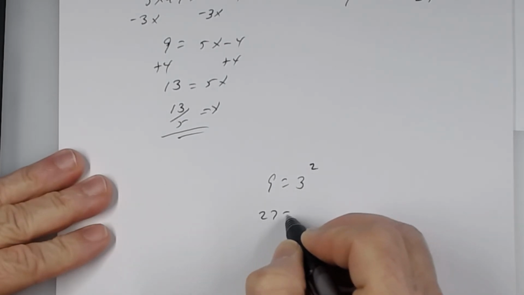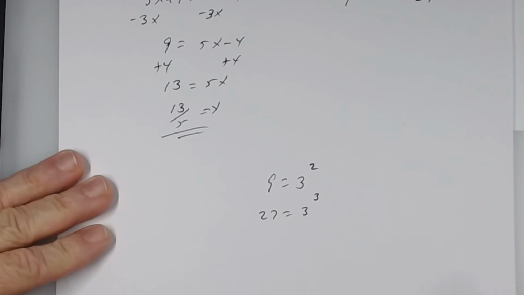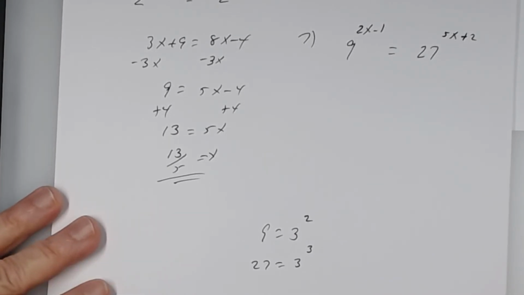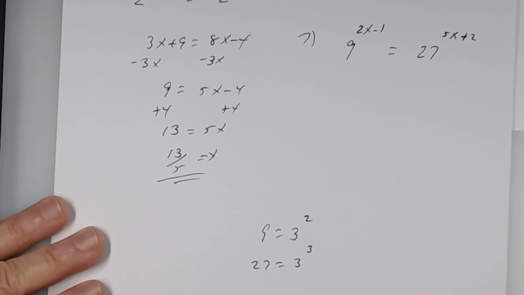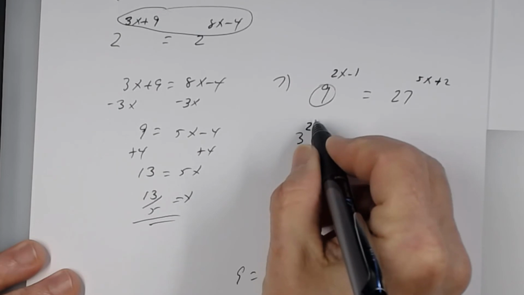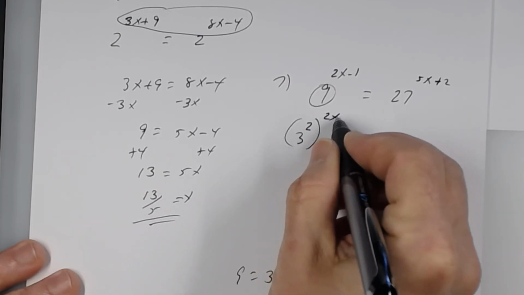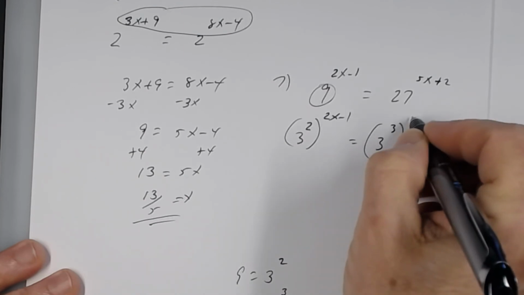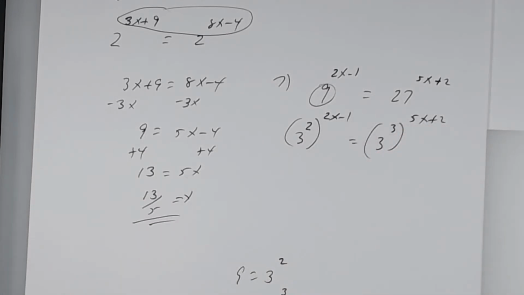Second, and 27 is 3 to what power? No, third. Yeah, I agree, 3 times 9 is 27. It's all right. It's late. And so 9, I'm going to write as 3 to the second, all raised to what power? And then 27, write as 3 to the third, all raised to what power? 5x plus 2. Now that was the more difficult part, trying to get the common base.